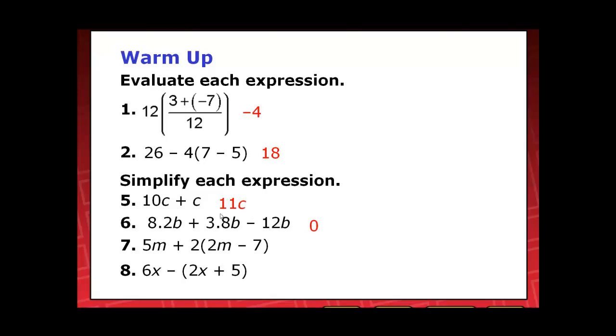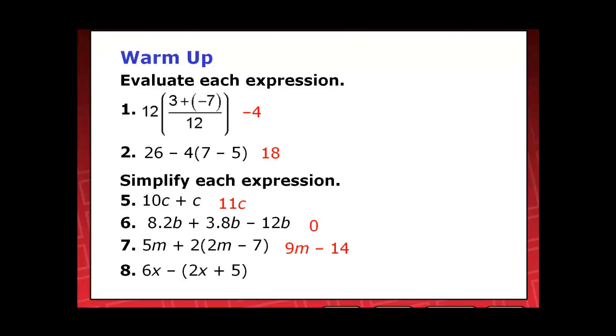Here, 5m plus 2 multiplied by the bracket 2m -7. First, we need to start inside the brackets. Do we have anything to do inside the brackets? No, because they are two different terms, unlike terms. So we will use the distributive property. Do you remember what the distributive property is? It's multiplying the number outside with the numbers inside the brackets. So 2 multiplied by 2m will be 4m, and 2 multiplied by -7 will be -14. 4m plus 5m is 9m, -14.